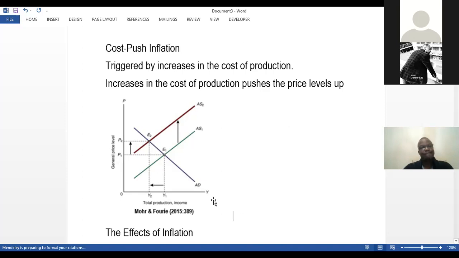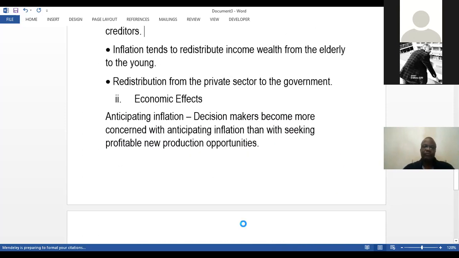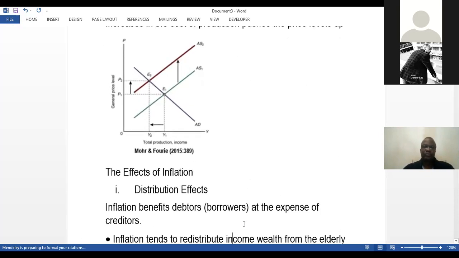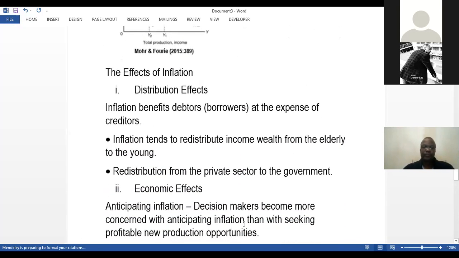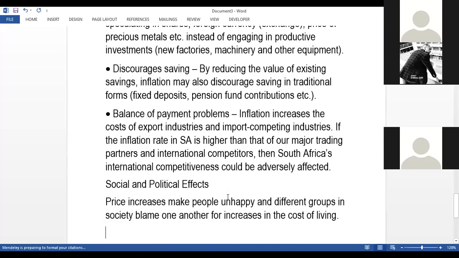All right, so I think that explains cost push inflation and that explains demand pull inflation. So we want to look at the effects of inflation. What is it that is going to result when we have inflation within the economy? How is inflation going to be affecting the economy as a whole? All right, so we can group these effects into basically three. The first one is what we refer to as distribution effects. The second one is what we refer to as economic effects. And the last one is the social and political effects.